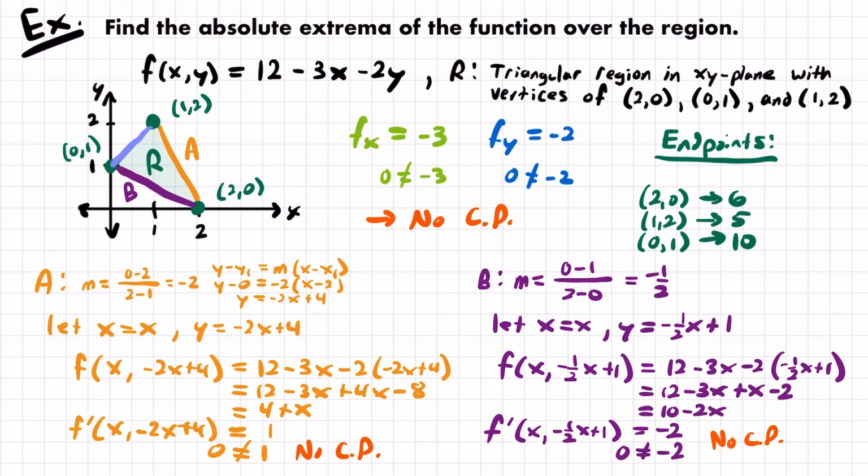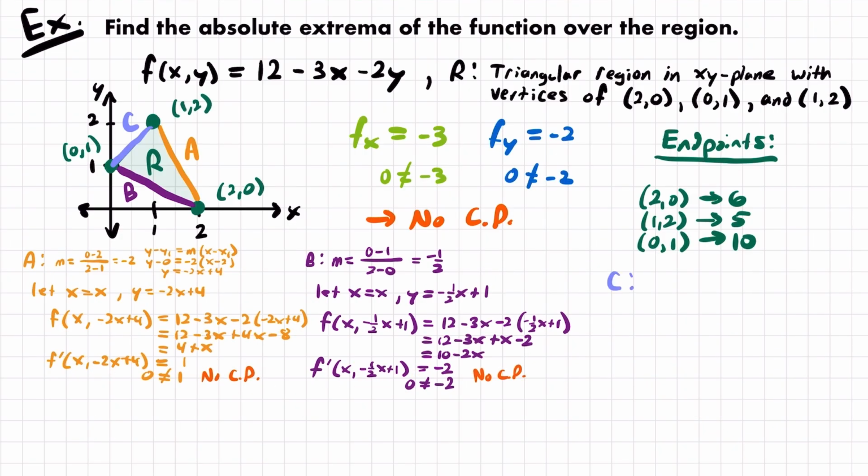And that would be this boundary, which I'll call boundary C. And for boundary C, we will once again want to calculate the slope for that line so that we can create an equation for y that we can then use for our substitution. And so let's set up that calculation.